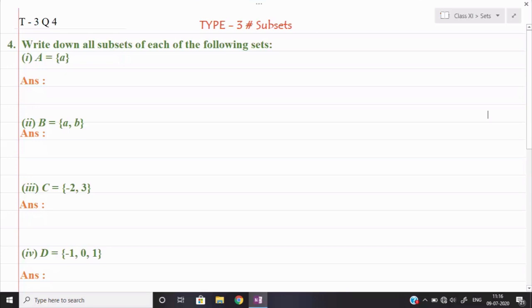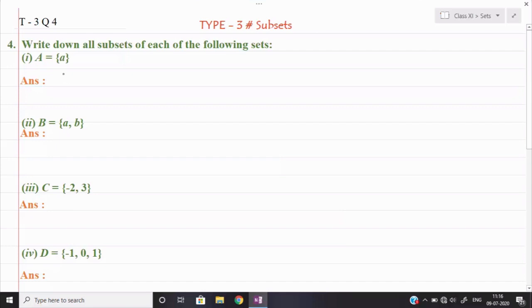Similarly, if they are saying write down all the parts of the subset, then how shall we write them down? That we will see here. So let us start with the concept of subset here. First, we shall see part number 1. They are saying write down all the subsets of each of the following sets. So here see how we can write down the subsets.